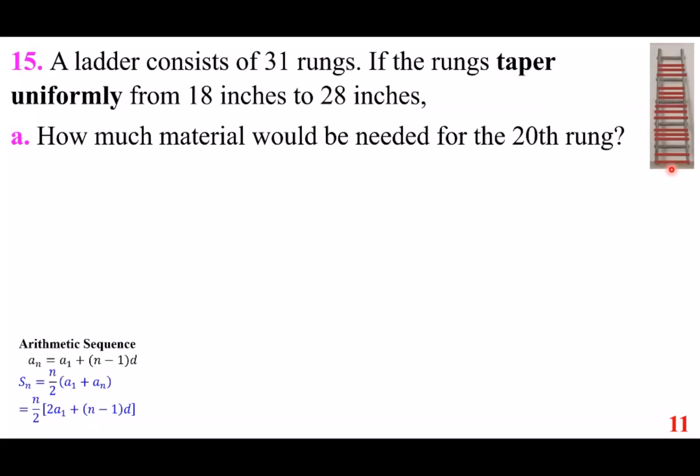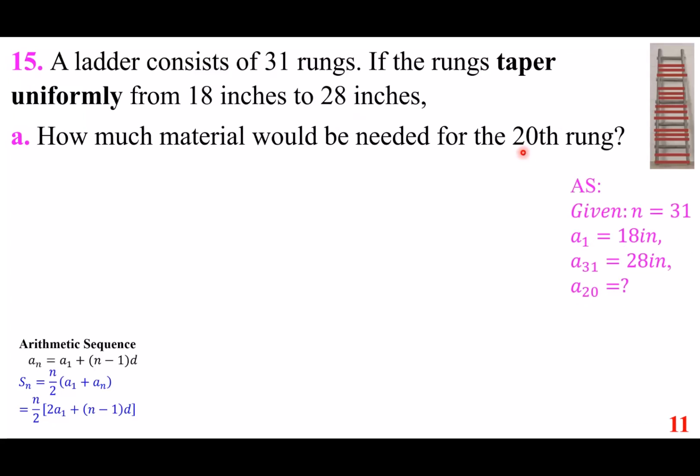So this is an arithmetic sequence. N is 31. The first one, A sub 1, is 18. And A sub 31 is 28. And we are looking for A sub 20. So first, let's see what the question is asking us. Let's quickly go over that again.